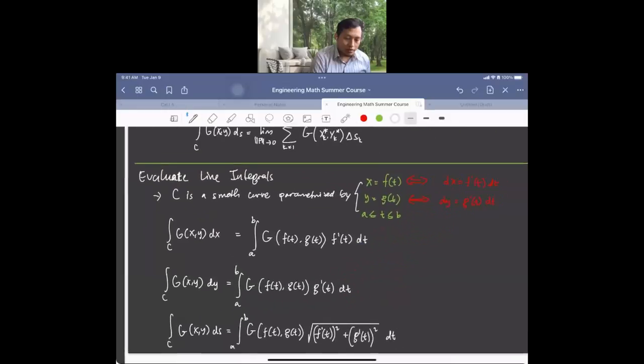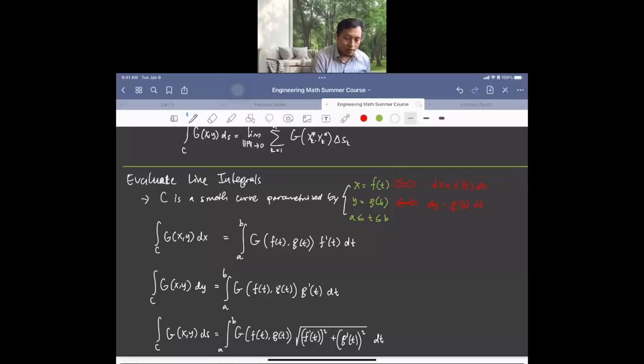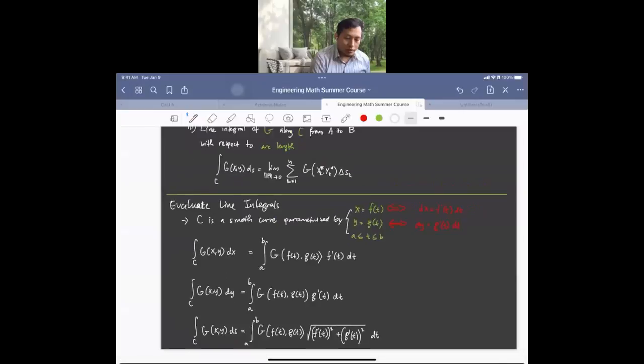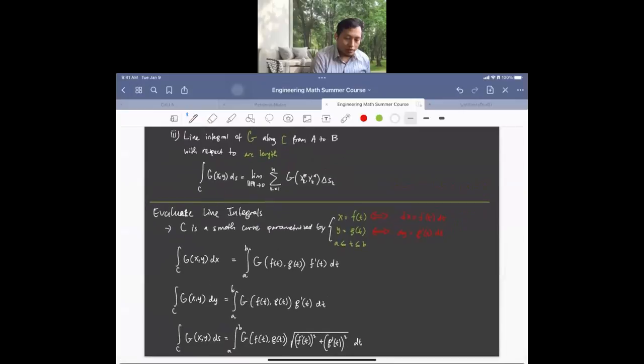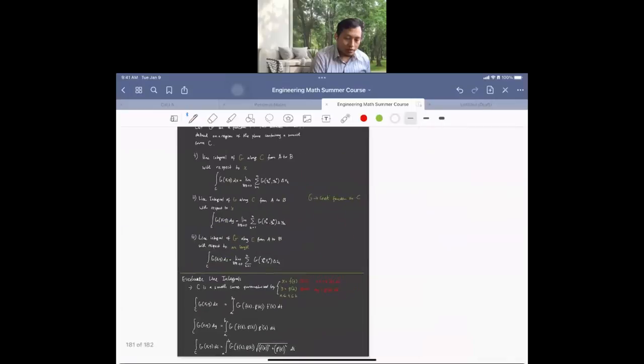Let me go back here, and I need to mention, this is what we have if we want to take line integrals with respect to some parametric equation, some t. So we change all the variables into t, and then we can have all these formulations. But we can also, if we define the curve like y equals f of x, take the line integrals with respect to dx.